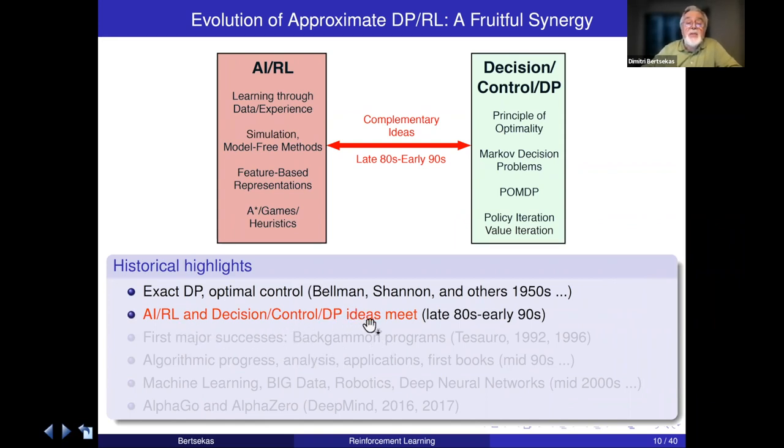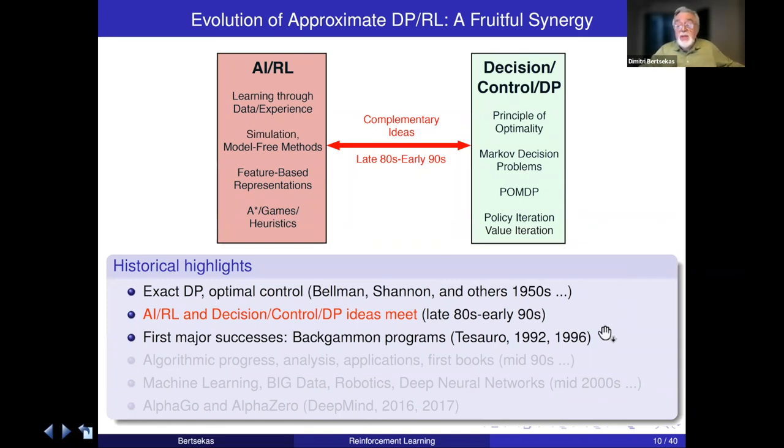Reinforcement learning was a field in artificial intelligence that did not seemingly go very far up until the late 80s or so. People working in reinforcement learning realized that their field had a lot of commonality with the decision control and dynamic programming ideas. Now, all of this would probably not go very far, except that there was a major success with the backgammon programs of Tesauro, which really attracted attention and also created some enthusiasm about the prospects of this synergy between artificial intelligence and decision control.